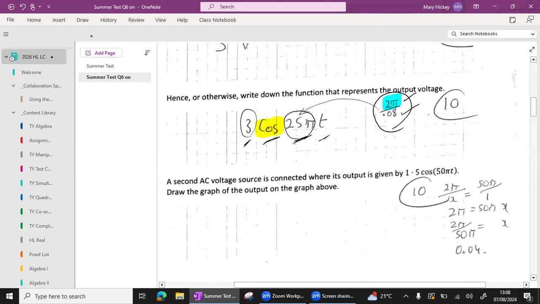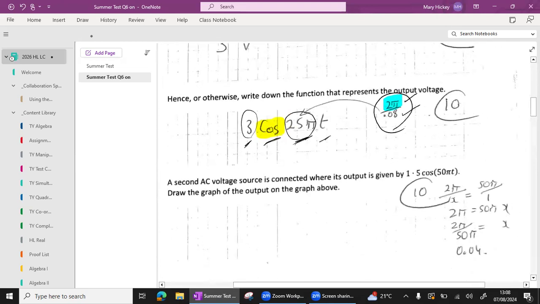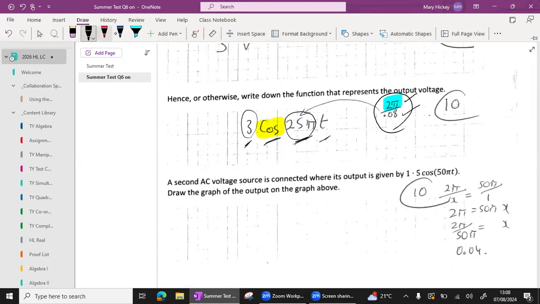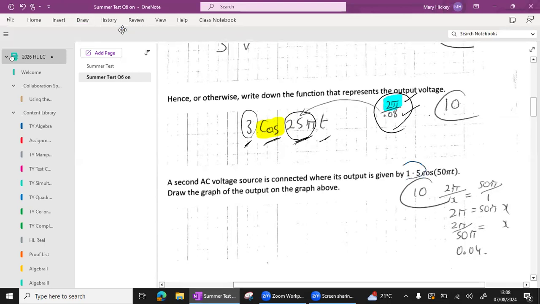Then it says a second AC voltage source is connected where its output is given by 1.5 cos 50 pi t. Draw the graph of the output on the graph above. So what we need to do now is draw that on the graph above. I've already drawn it, but just to explain, I'm going to start by zoning in on 1.5. So that is your amplitude.